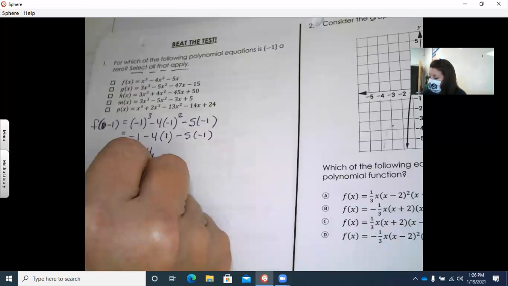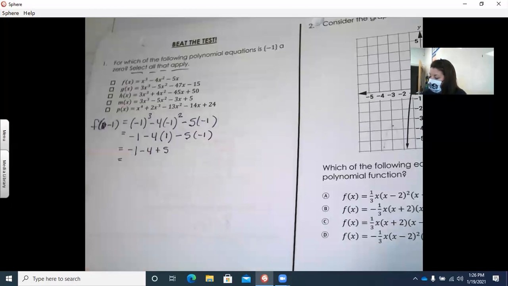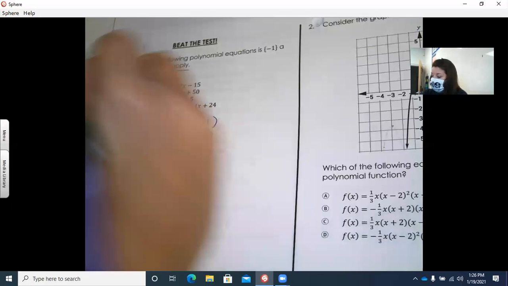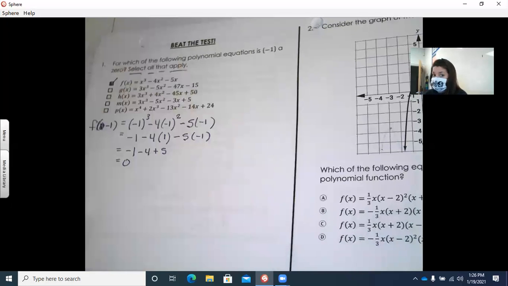-1 minus 4 is -5. -5 plus 0 is, will we check that box? Yes, we will. If we're not checking the box either, it's because we didn't get 0, but be careful, is your math correct? You want to make sure your math's correct.